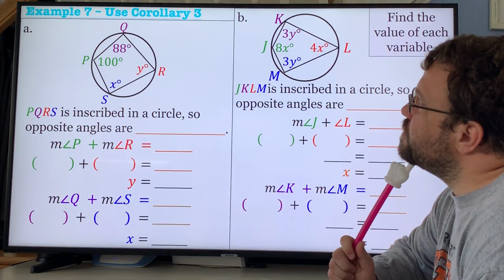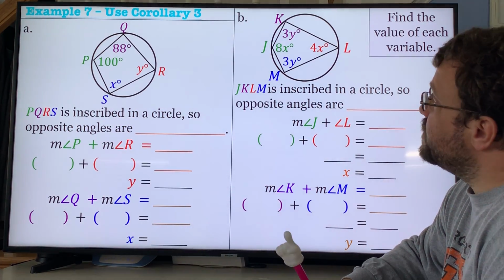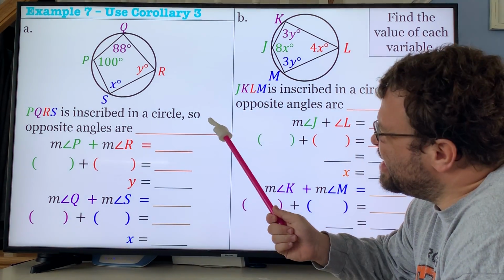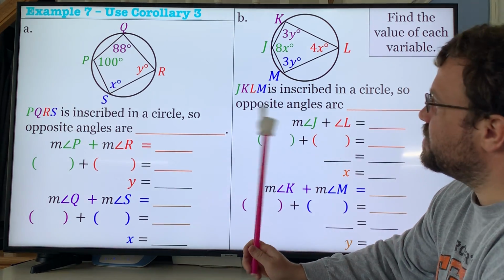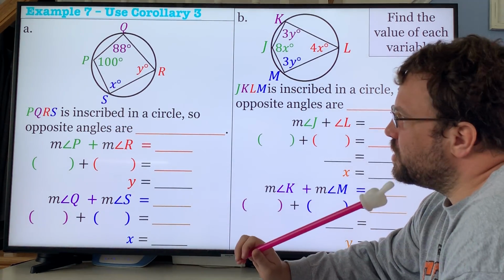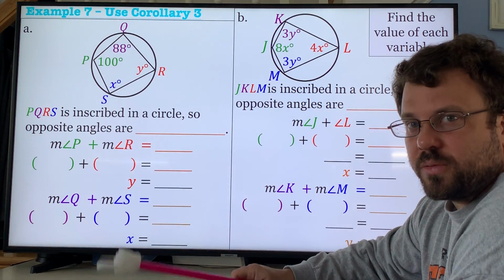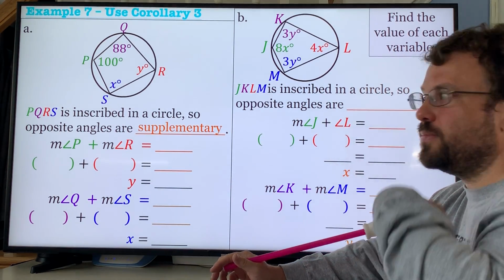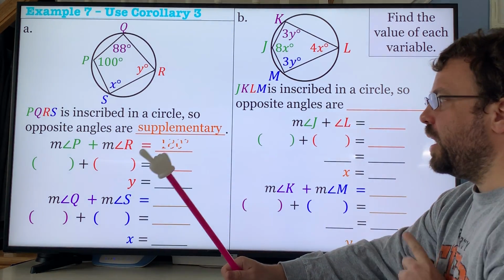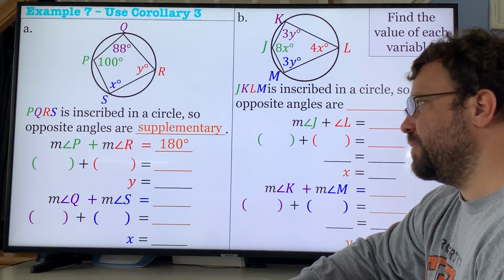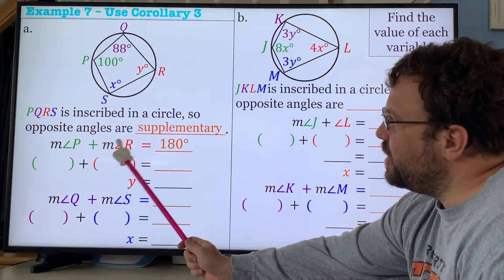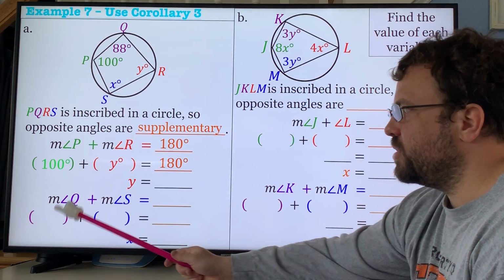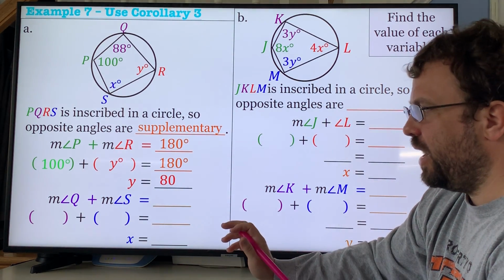Alright? Now, let's do some examples here. We're going to start with some inscribed quadrilaterals. So, PQRS is inscribed in a circle, so opposite angles are, what did we say the word was? Supplementary. So that means that opposite angles have to add up to how many degrees? 180. Remember, complementary is 90, supplementary is 180. So, P and R are 100 plus Y have to equal 180. Subtract 100 from both sides, and Y is 80 degrees.